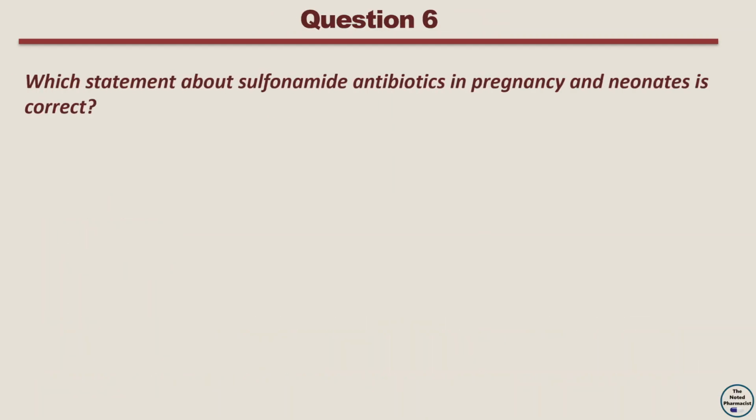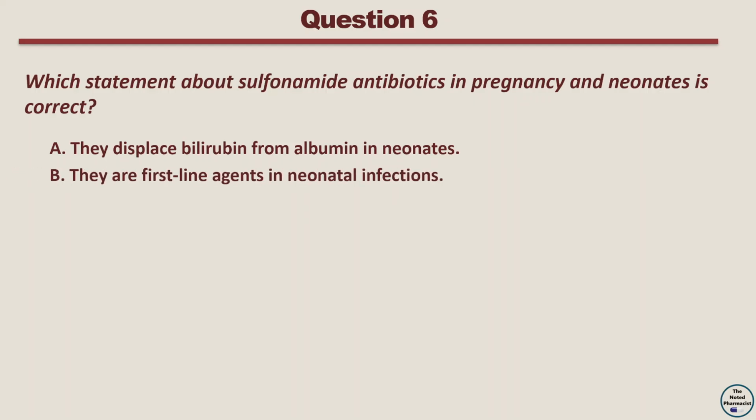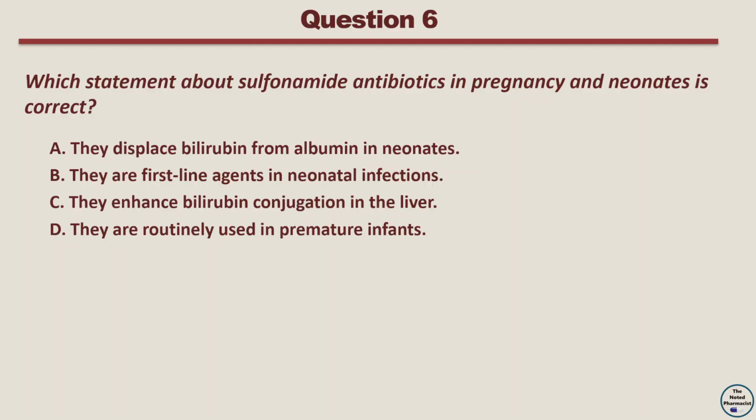Question 6. Which statement about sulfonamide antibiotics in pregnancy and neonates is correct? Option A. They displace bilirubin from albumin in neonates. Option B. They are first-line agents in neonatal infections. Option C. They enhance bilirubin conjugation in the liver. Option D. They are routinely used in premature infants. Option E. They reduce bilirubin neurotoxicity risk.